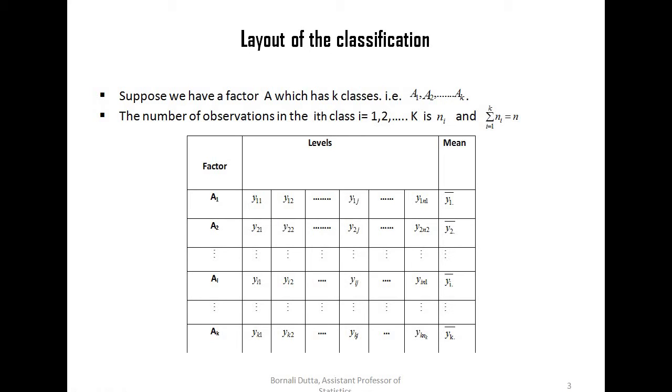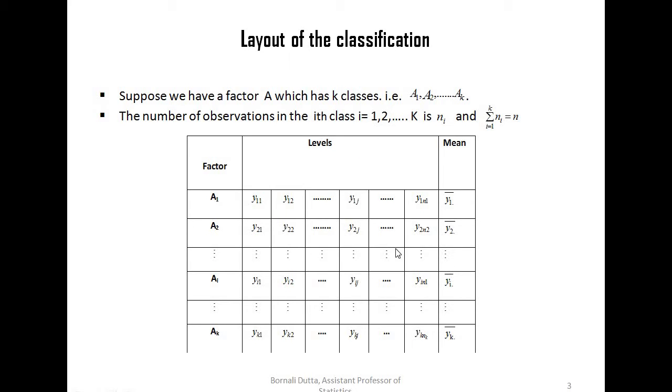Suppose the number of observations in the ith class is ni and the sum of all these observations is equal to n. Further, let yij denote the jth observation in the ith class, so the scheme of classification is like this. Here we have classified the factor A into k classes and these are the levels of the factor and these are the means.